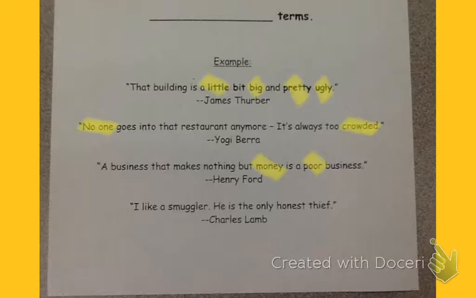And the last one, I like a smuggler. He's the only honest thief. If you're a thief, you can't be honest. We use an oxymoron here to describe this person's point of view on a smuggler. He's saying that he's the only thief you can trust to do something a certain way. You can't trust him with your stuff, but you can trust that he's going to smuggle if he's a smuggler.